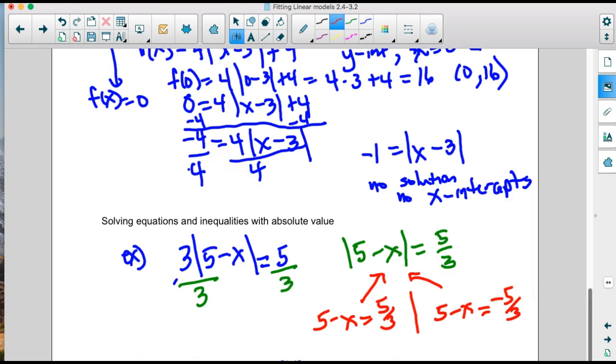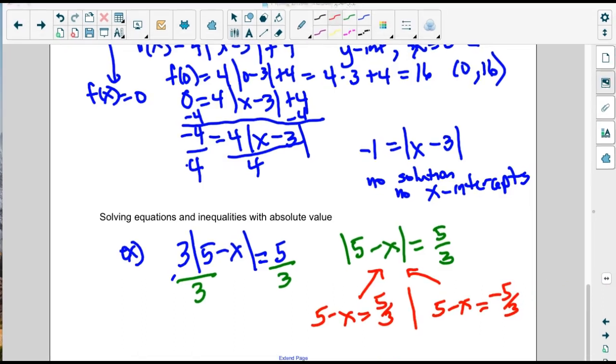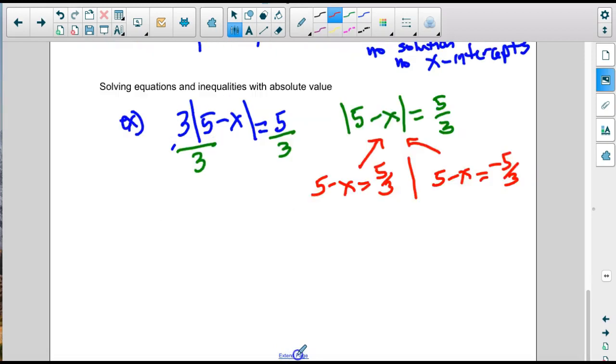Okay, so let's look at solving both of these. You'd subtract 5 from both sides. So you get negative x equals, let's see, this is 15/3, right? 15 divided by 3 is 5, so 5 minus 15/3 is going to be negative 10/3. Okay, so we get x is 10/3 here.